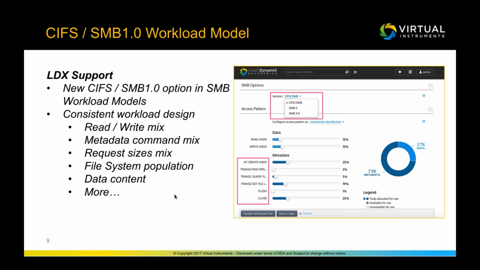It's the same workflow, it's the same overall design. You can specify the read/write mixes using these sliders. You can easily specify the metadata command mixes. As you see here, you can specify the request size or block size mixes. You can configure the file system population. How many folders do you want to create? How many subfolders per folder do you want to create? How many files do you want to create per folder? The average size or the distribution of file sizes in this file system.